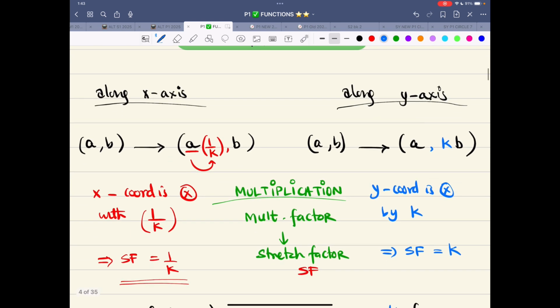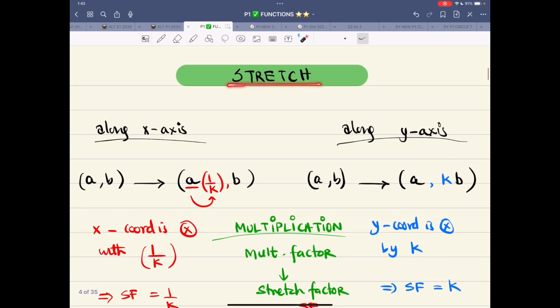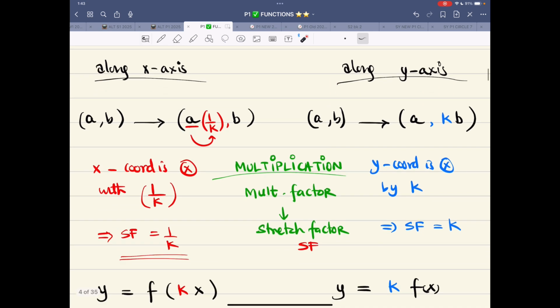So let's analyze this in very much detail. We are talking about stretch. It could be along x-axis, it could be along y-axis. A point (a, b) will become (a multiplied by 1/k, b).